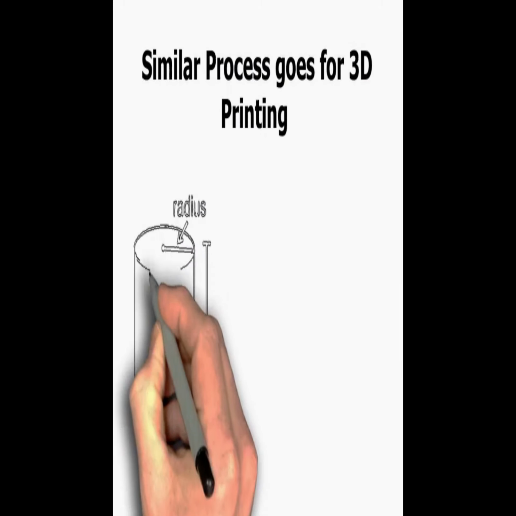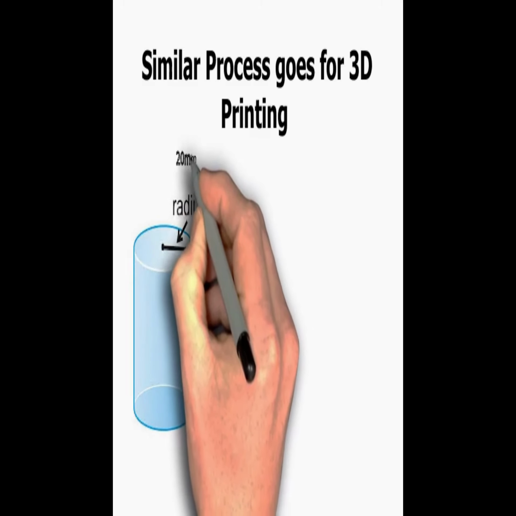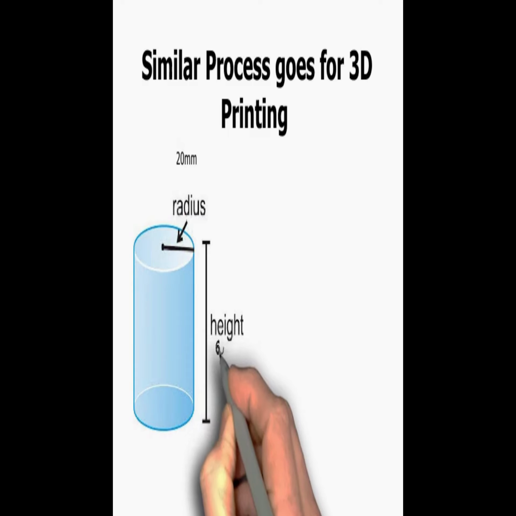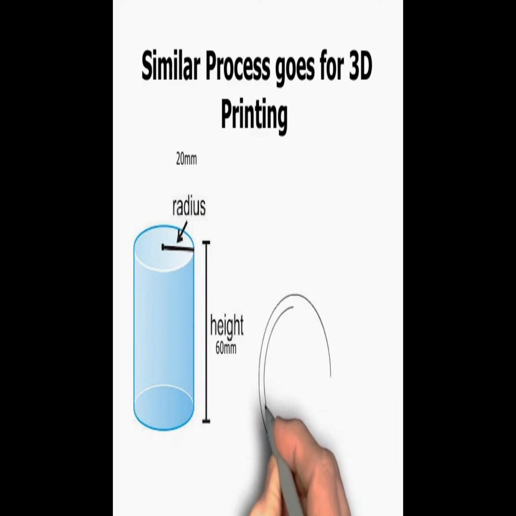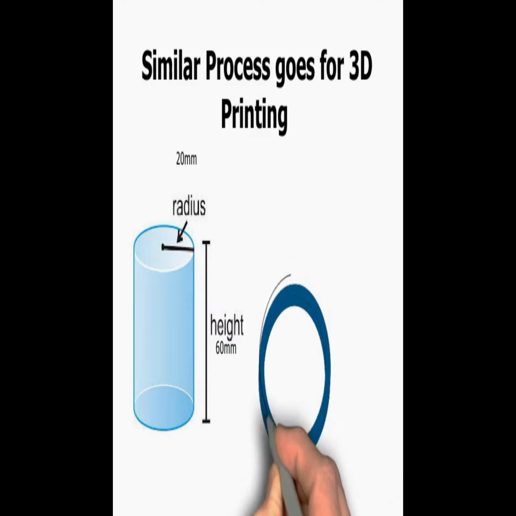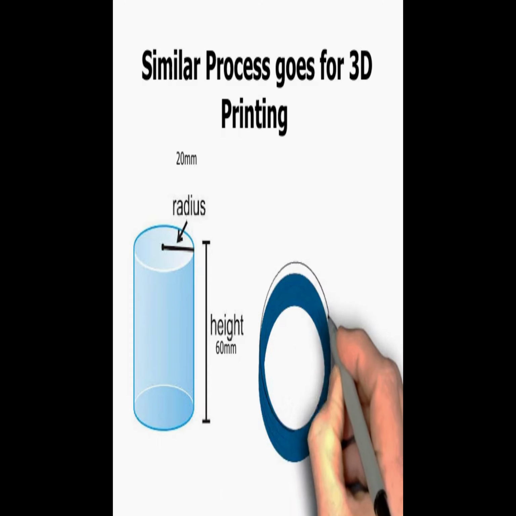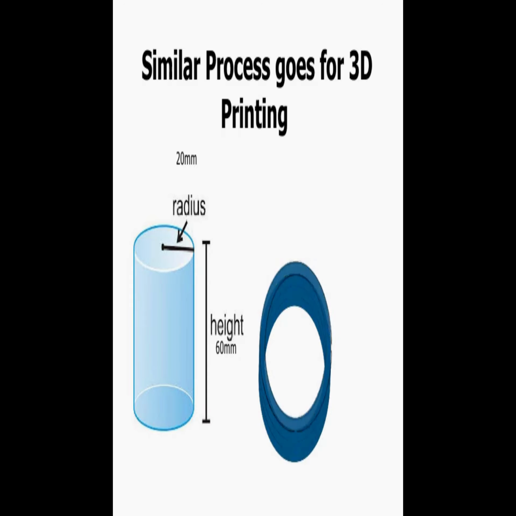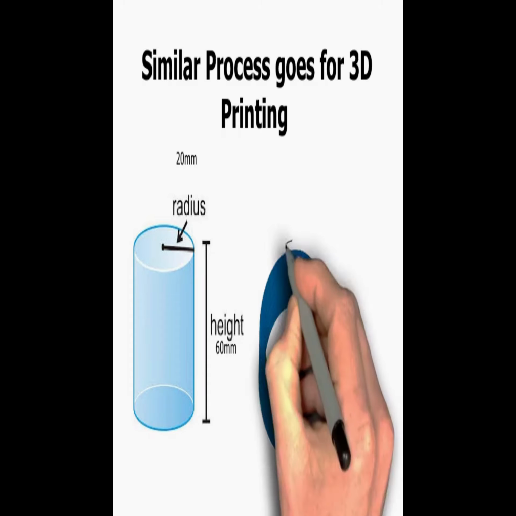Now let's understand this by taking an example. A 3D printer needs to print a hollow cylinder of radius 20 mm and a height of 60 mm. So how will the printer print this? The printer will print a ring of 40 mm diameter and print another ring on top of it. This process continues till the 60 mm height of the cylinder is achieved. This process takes time because it's a slow process.